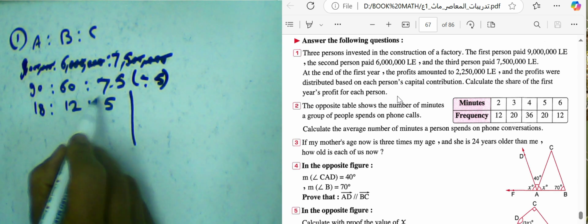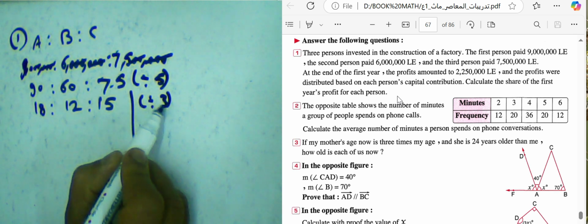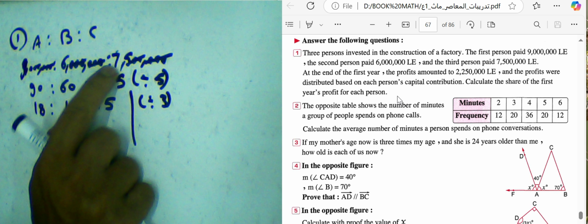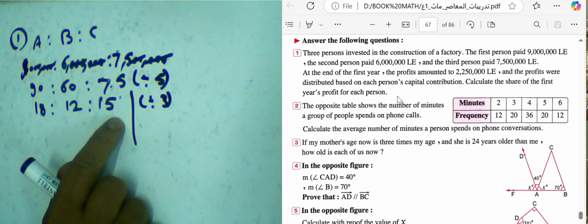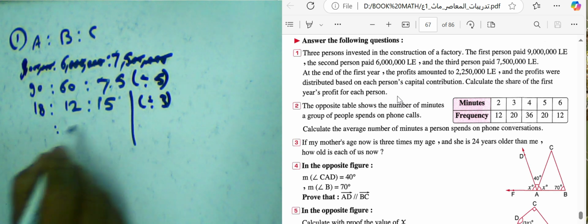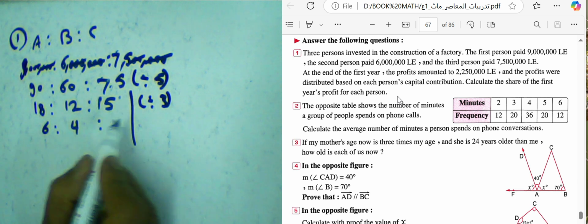Yeah, 75 divided by 5 equals 15, and then we can simplify it again. Wait, focus with me, that was 7, sorry, so 75 divided by 5 gives me 15. Go back and divide again by 3: 18 divided by 3 equals 6, 12 divided by 3 is 4, 15 divided by 3 is 5.